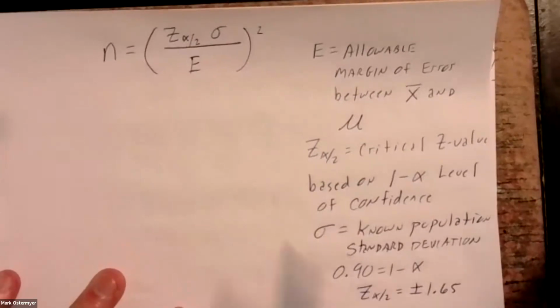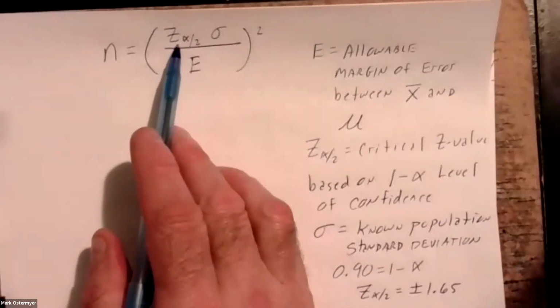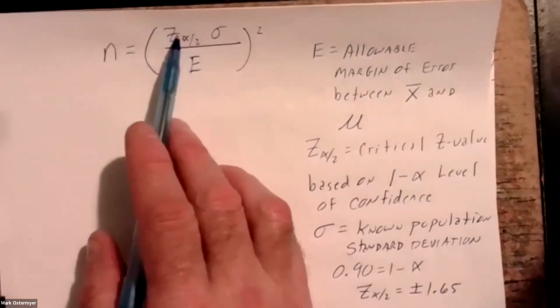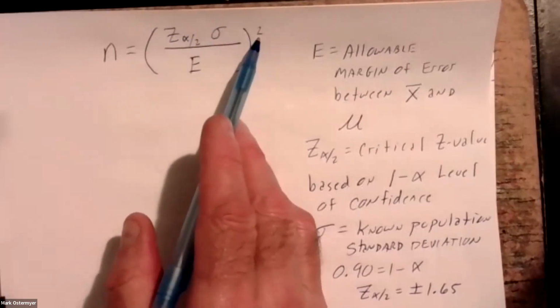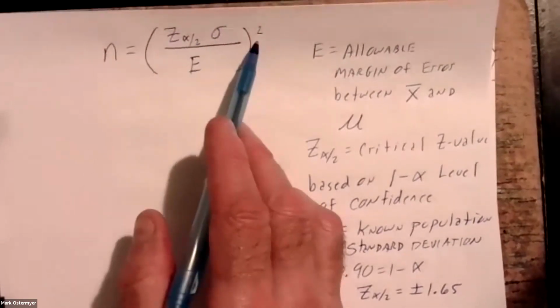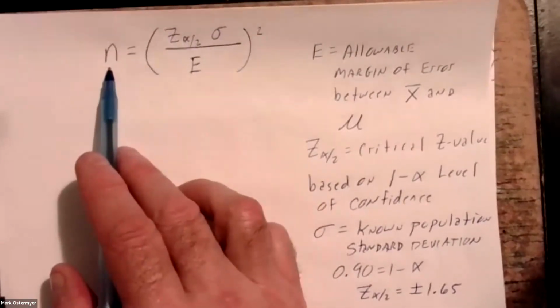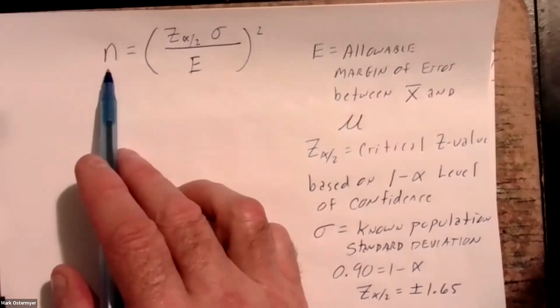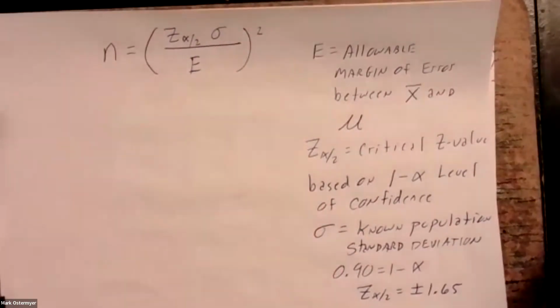Now, it doesn't matter whether you put a positive or a negative 1.65 in here, because what are we doing with this? We are squaring the result. Because you're squaring it, it doesn't matter if this is positive or negative in here. When you square it, it will always be positive. Okay, so sample size is never going to be negative. It's always going to be positive. All right, yeah, we'll use 1.65.